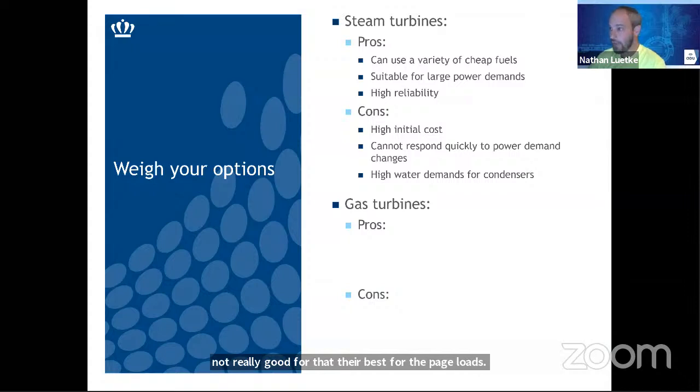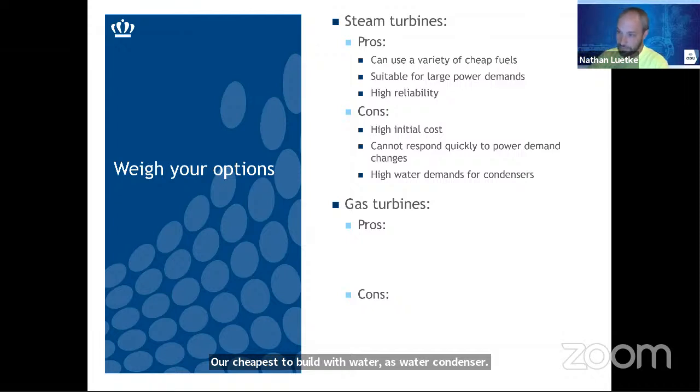So again, you have a giant condenser, and we'll talk about how this device works. Steam power plants don't work without a condenser. Condensers are cheapest to build with water, as water condensers. Cold water to condense the high temperature steam. To do that, you've got to be near a lake or some place that has a lot of water, and it costs a lot of money to do that. So that's the big con.